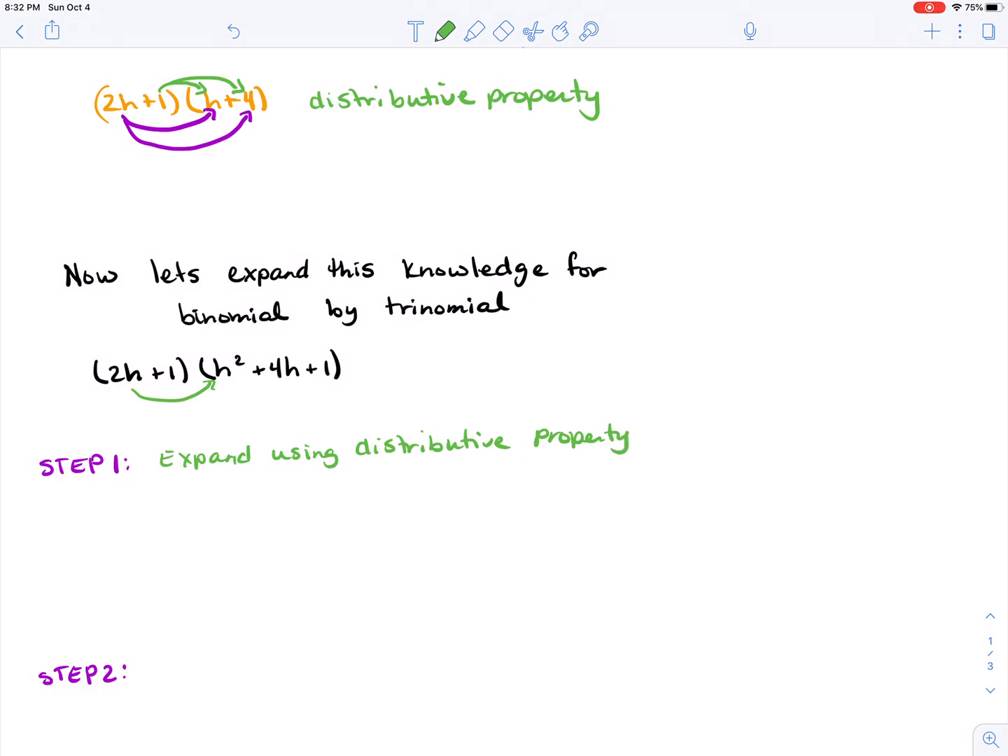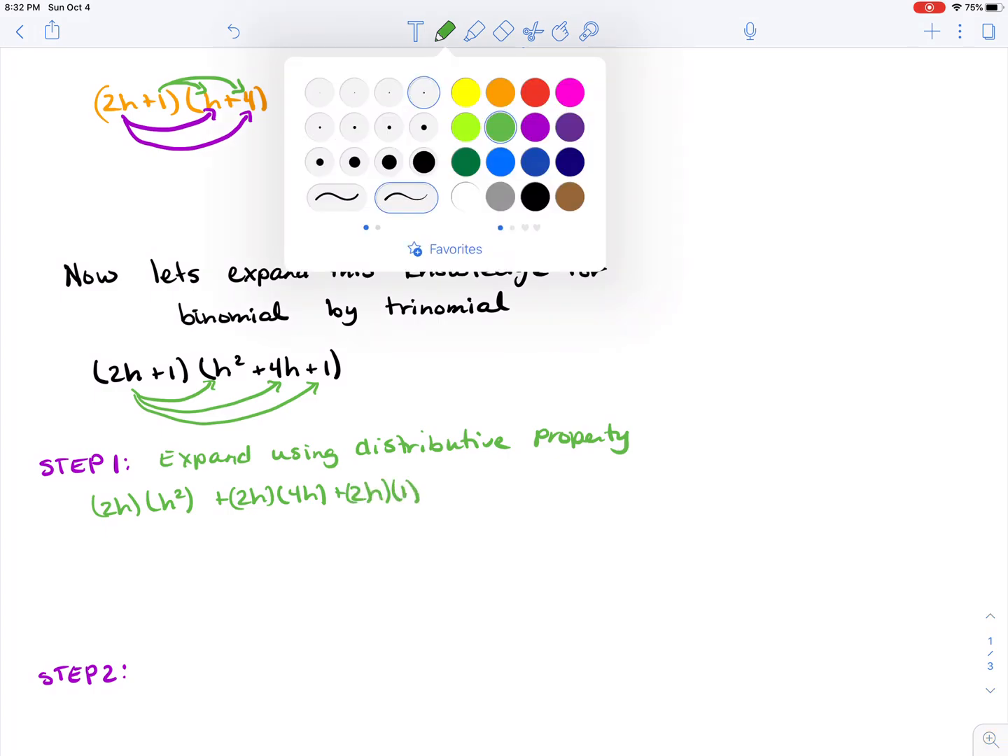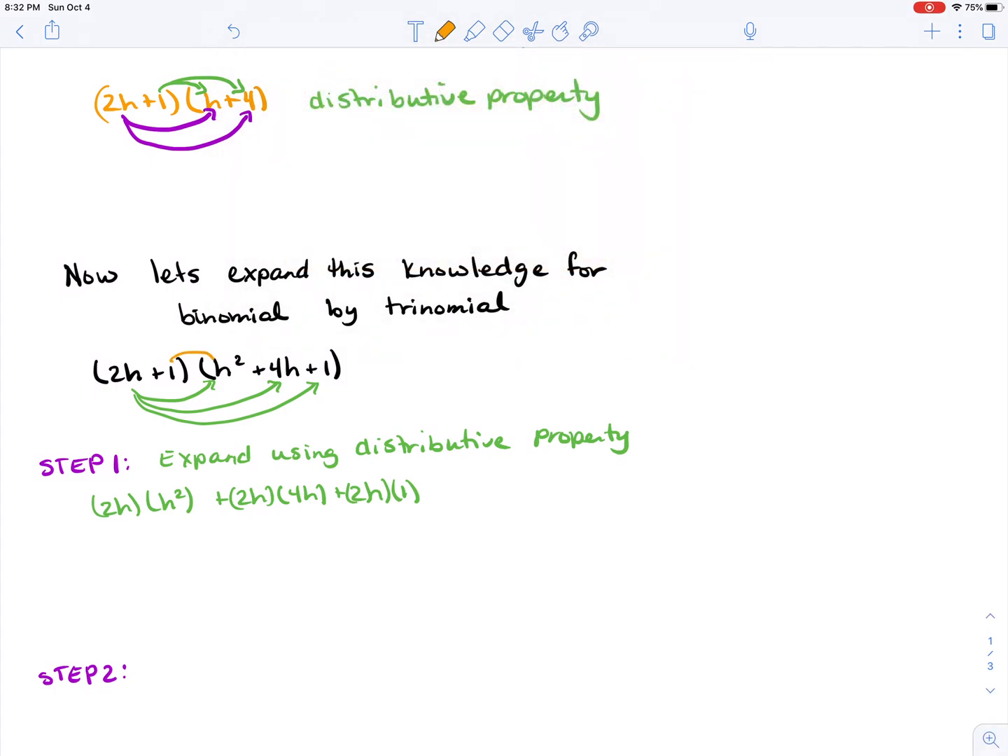So let's start with our 2h. So there's our 2h multiplied by h squared. Then I can do the same thing. So it's plus 2h times 4h, and again with the 1, 2h times 1.